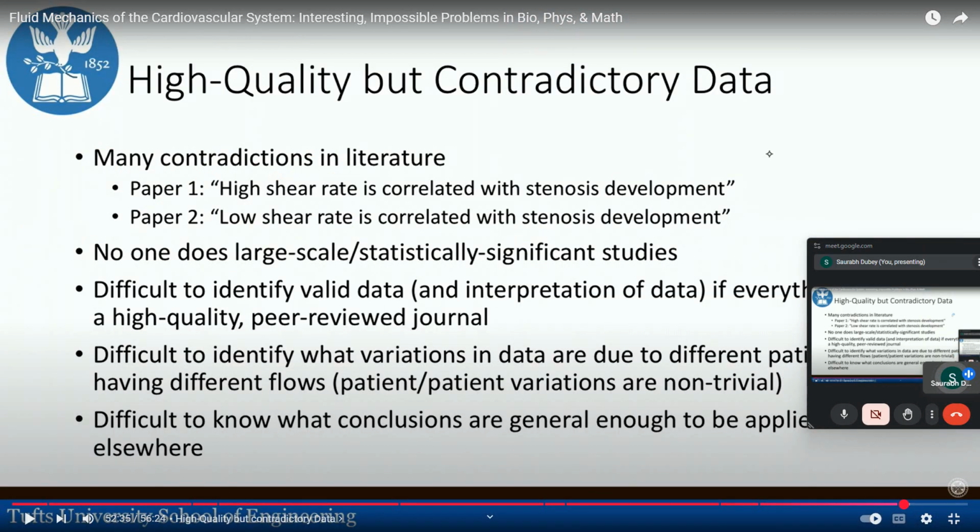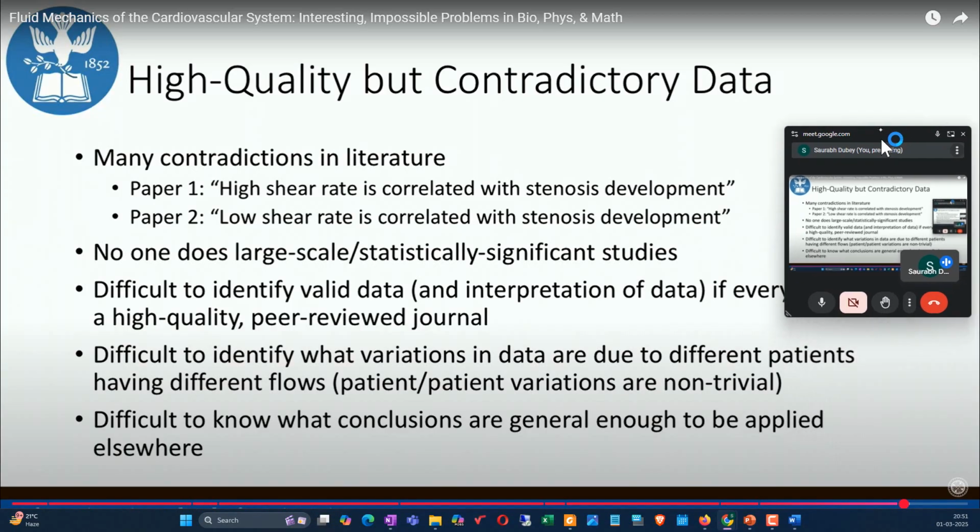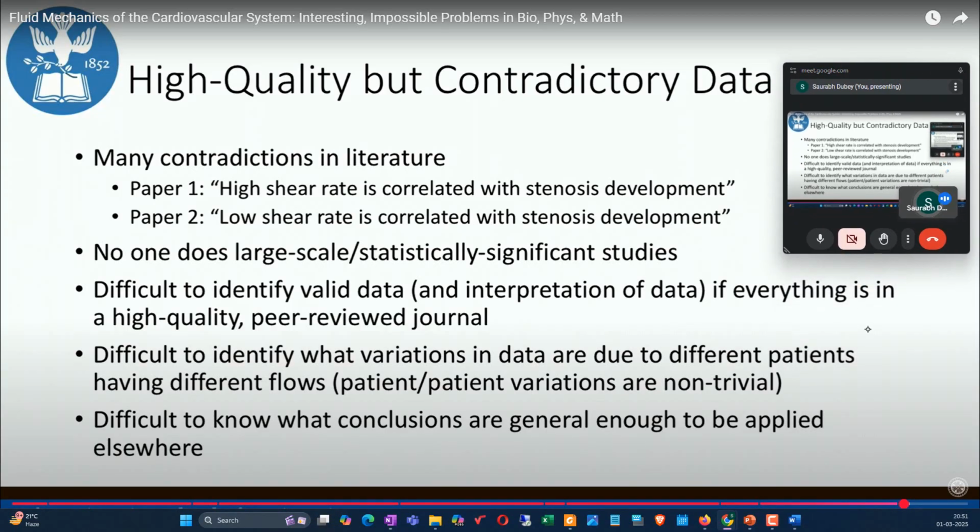There are many contradictions in the literature. Paper one says high shear rate is correlated with stenosis development, while another says low shear rate is correlated with stenosis development. No one does a large-scale, statistically significant study, right? Because of that, it is difficult to identify and validate data, and to interpret the data even if everything is in high-quality peer-reviewed journals. It is also difficult to identify what variation in the data is due to different patients having different flows.